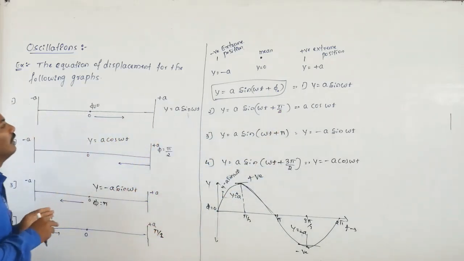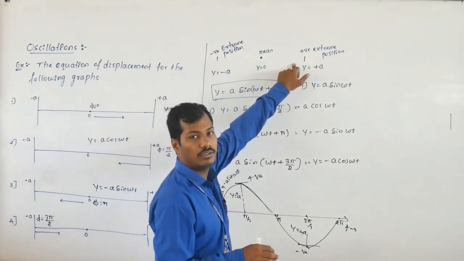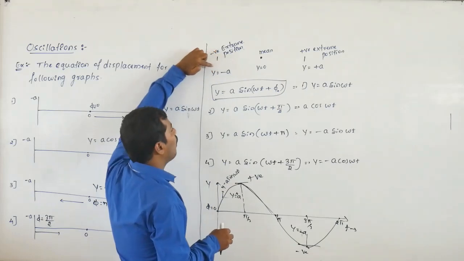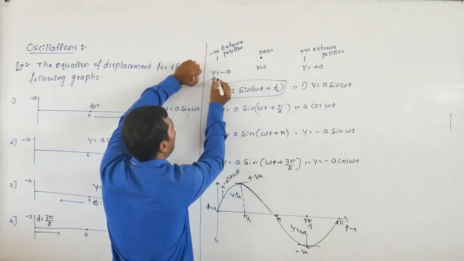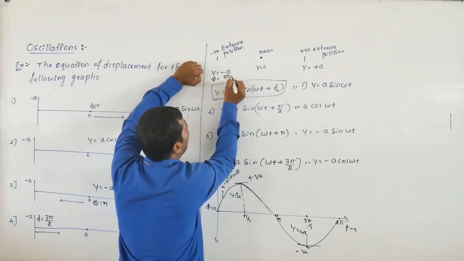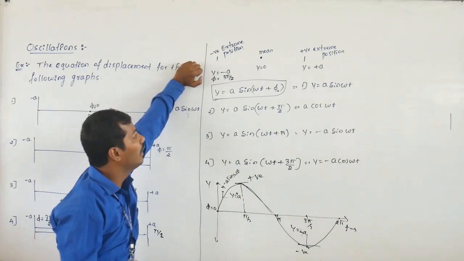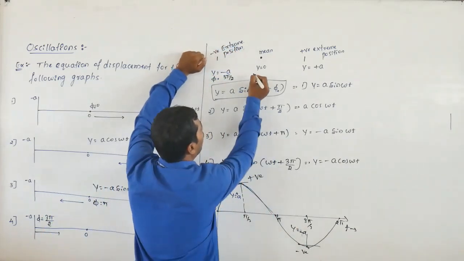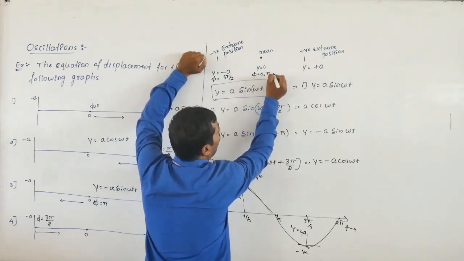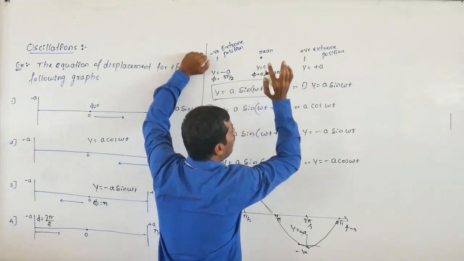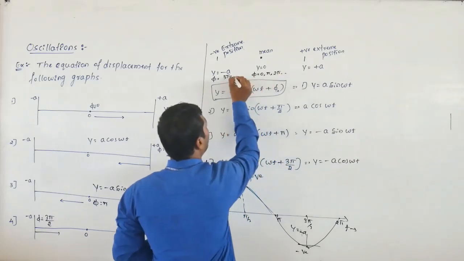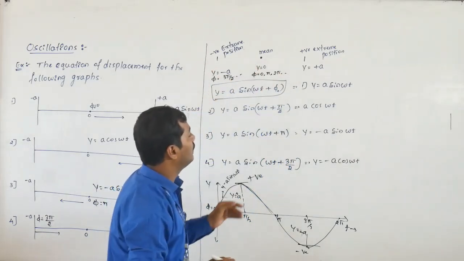If you write like this, we have to concentrate on these two positions. At y is equal to minus a, the angle should be 3 pi divided by 2. At the mean position, the angle phi should be 0, pi and 2 pi. There are three conditions, 2 pi again, and so on. Here also, next and so on.